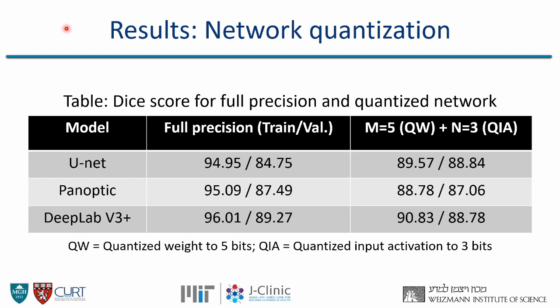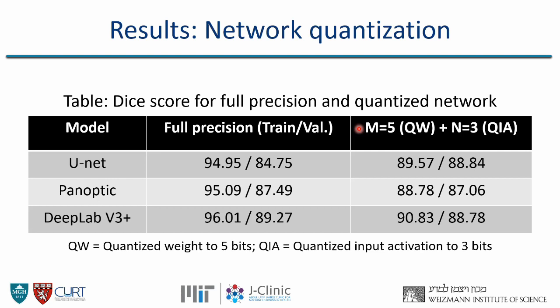After developing the algorithms for detecting and segmenting ovaries and bladder, the next step was to quantize these algorithms so that they could be integrated with the ultrasound patch. Column 1 shows the different models that were tried for segmentation. Column 2 shows the result for full precision network when no quantization was done. And column 3 shows the results when network weights were quantized to 5 bits and input activation was quantized to 3 bits.